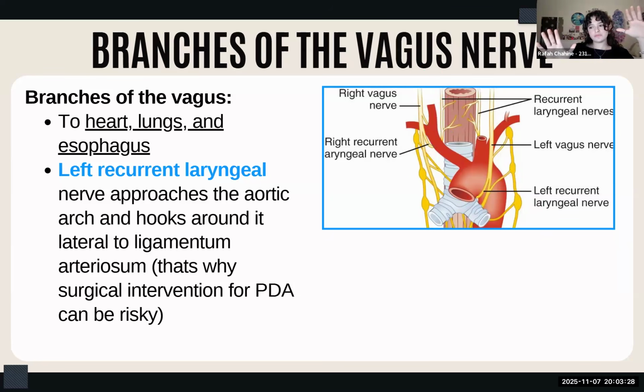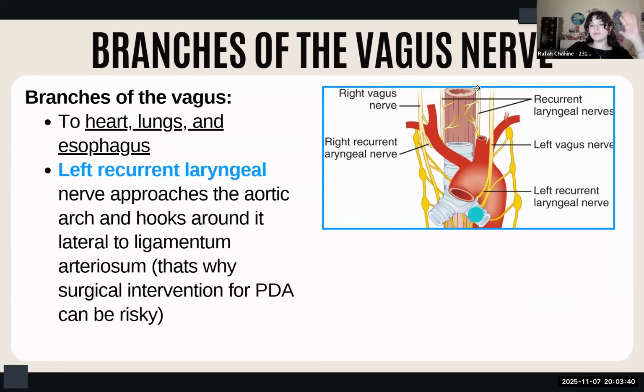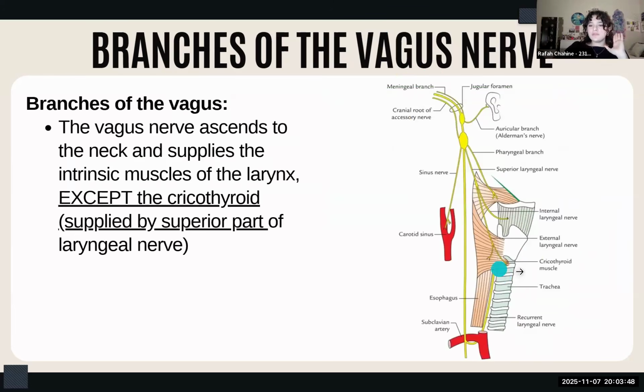Is it clear so far? Awesome. Now, this is the right recurrent laryngeal nerve. It hooks under the subclavian. Again, the left one, let's just recap, hooks under the arch of the aorta. What do they supply? They supply the intrinsic muscles of the larynx, except the cricothyroid muscle. This is the cricothyroid muscle.